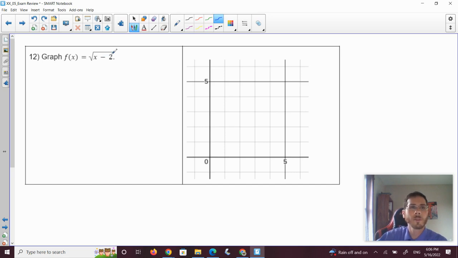For 12, graph f of x is the square root of x minus 2. So again, with our x minus 2 here, we see that our transform would be to the right 2. So from the center here, we're going to go 1, 2 to the right, and then we're just going to draw ourselves a nice square root. I know it's going to go there, and then 1, 2, 3, 4, 1, 2. So we can draw ourselves a nice little square root, and that's it. So we're all done. So it's important to get this point correct, and then also the end behavior correct.